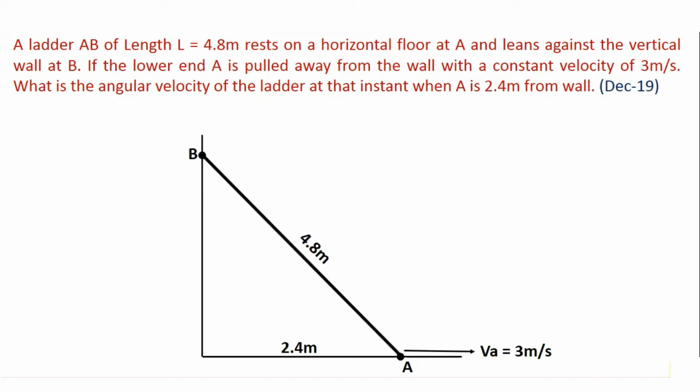So this is the diagram given, wherein you can see that there is a ladder of 4.8 meters leaning against the wall, having the velocity of 3 meter per second towards the right side at point A. The distance of point A from the wall is 2.4 meters as shown in this diagram. Now let us start with the solution. The first step in any problem of kinematics of rigid bodies will be to locate the ICR.